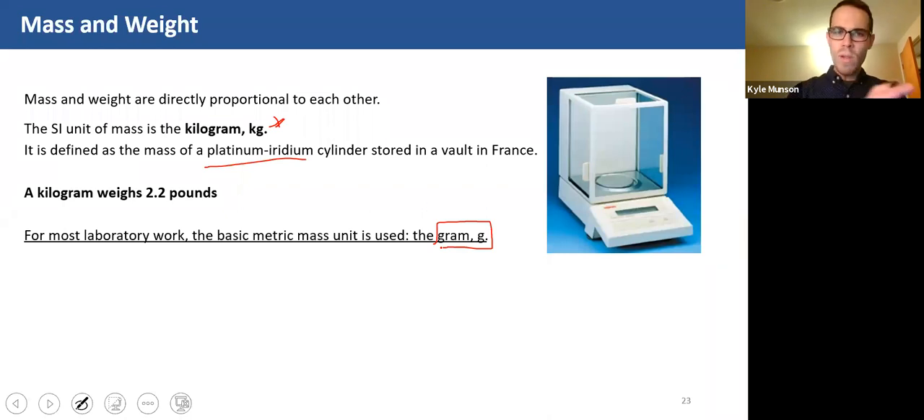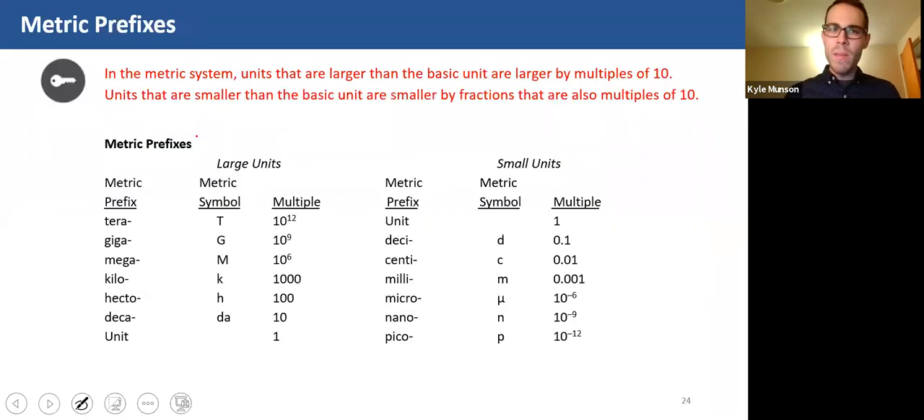And really, what's the difference between a kilogram and a gram? Other than their quantity, what does this kilo mean? Well, in the metric system, units that are larger than the base unit are larger by multiples of 10, and units that are smaller than the basic unit are smaller by fractions that are also multiples of 10.